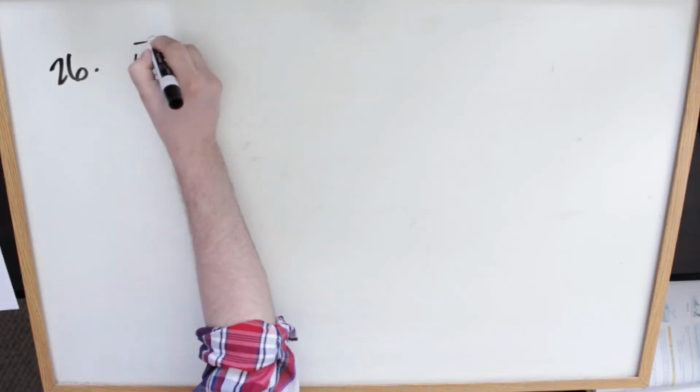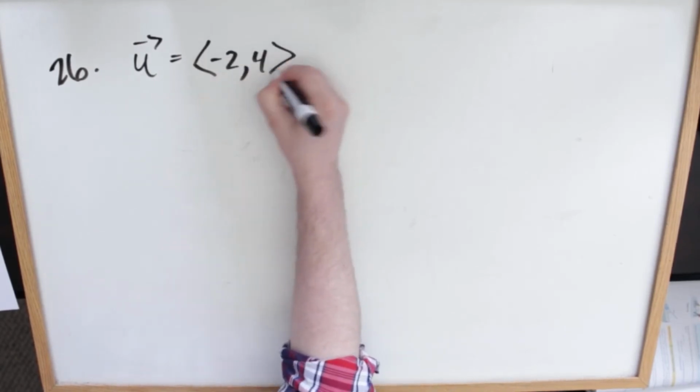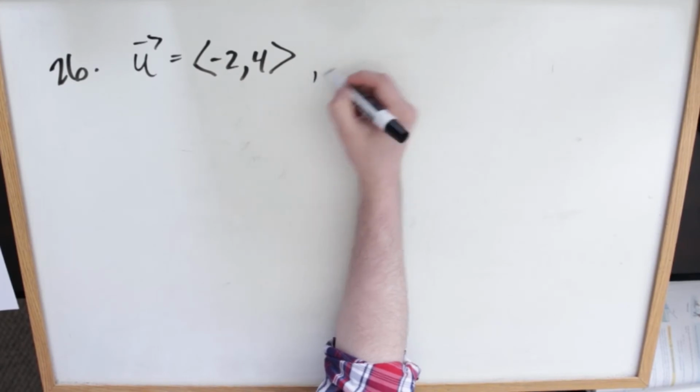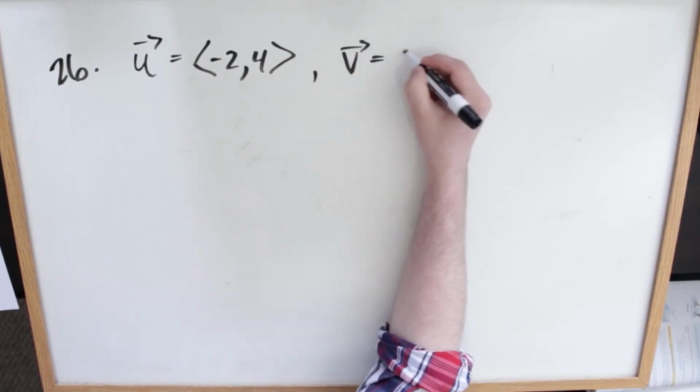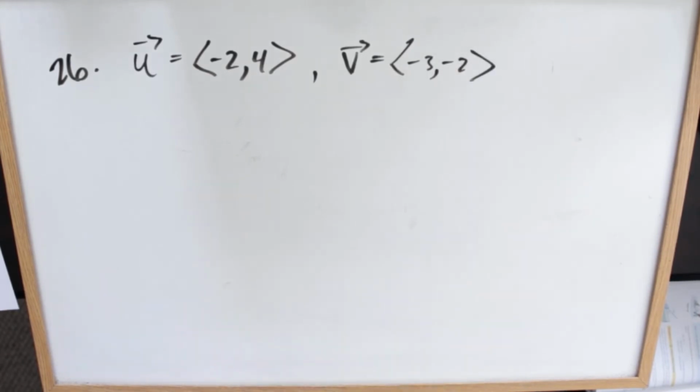Question 26. So this is asking us to perform the indicated operations where the vector u is equal to the components minus 2, 4, and v is equal to minus 3, minus 2. Okay. So what we're doing is, in this case, we're looking for the magnitude of v plus 2u. So first, before we do the magnitude, let's just find what v plus 2u is in terms of its components. Then we can go ahead and find the magnitude. You need to have the components before you can do the magnitude.